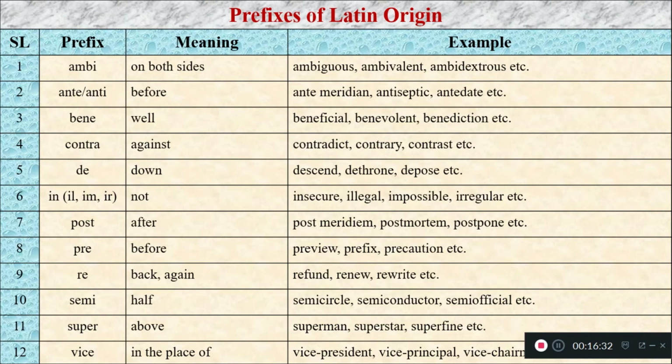Finally, vice means in the place of. For example, vice president, the person who has the position immediately below the president. Vice principal, the person who has the position below the principal. Vice chairman means the person who has the position below the chairman.